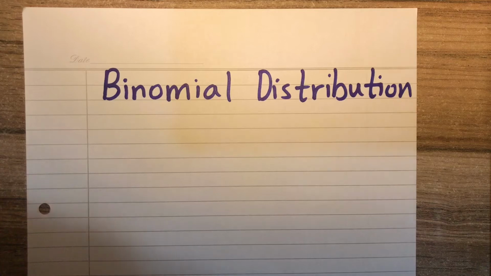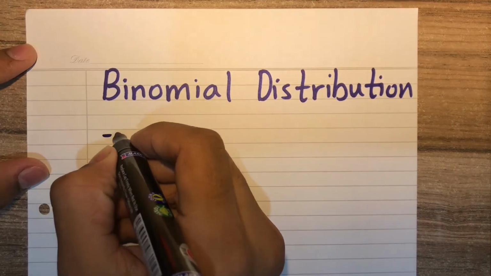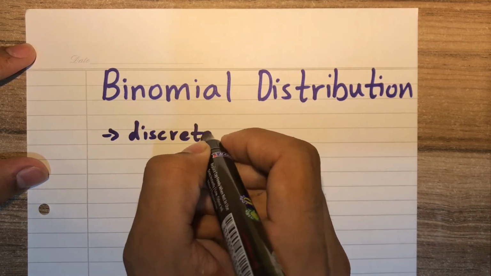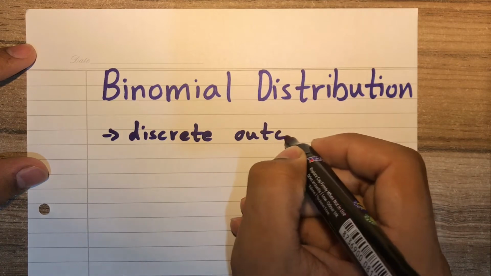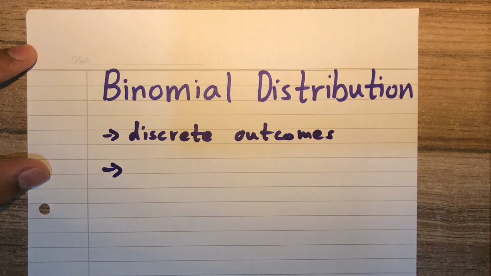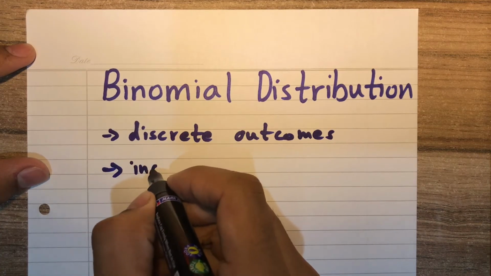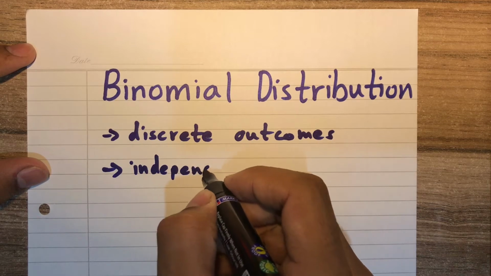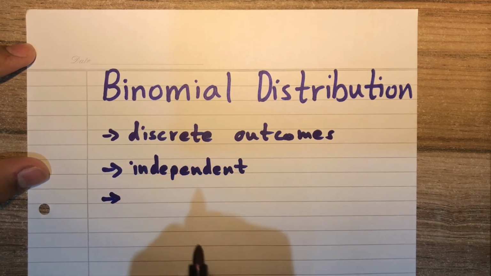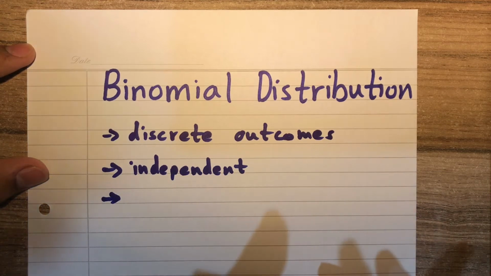So the binomial distribution is used to find probabilities, and it is used if the following conditions are being followed. The conditions are that firstly there should be discrete data, discrete outcomes. Then the events should be independent.